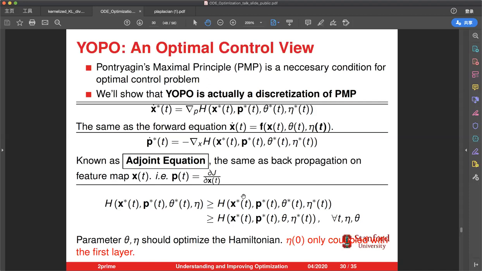And then the next thing is, let's look at the PMP here. The first two are just like the forward and backward propagation. So we want to reduce my computation on these two things. To do that, I should focus my calculation on the last equation, the maximum of the Hamiltonian function. You can see here the Hamiltonian function is defined layer by layer. So if you want to find the argmax of the Hamiltonian with respect to the input adversarial attack, it is just at the first layer. You just need to focus on the first layer.